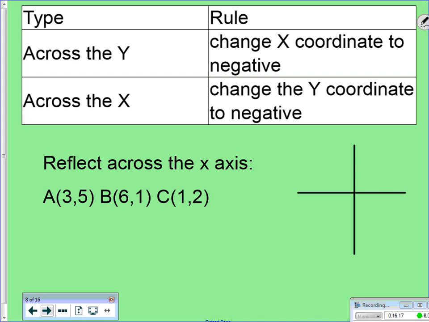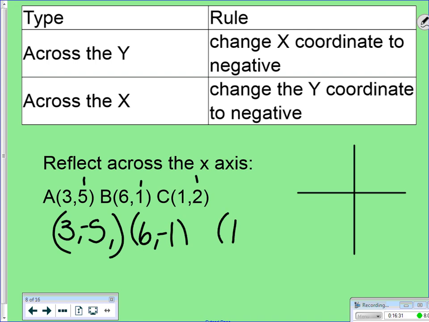If I'm going to flip across the x, what am I going to change? Just the y's, right? So what are my y's? My y's would be here, here, here. So my new a would be 3, -5. My new b would be 6, -1. My new c would be 1, -2.